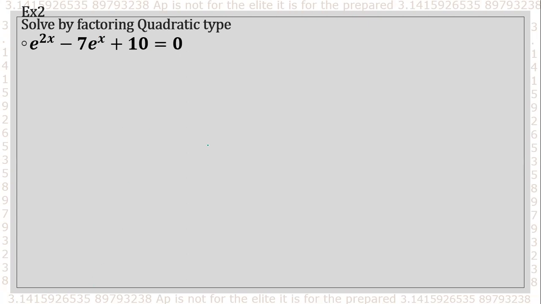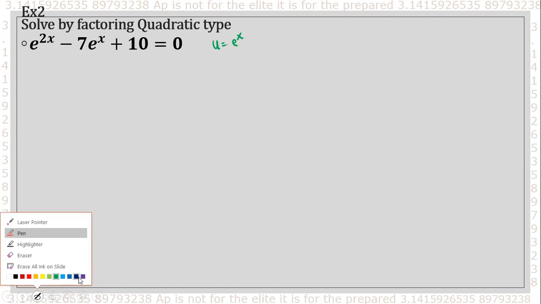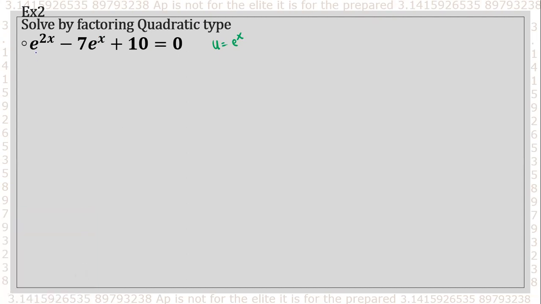Alrighty, so first step that you should be thinking about is u is equal to e to the x. Okay, so let's go ahead and give that a try. And I rewrite everything every time I see e to the x. E to the x, I can go ahead and rewrite as a u. Don't forget that this was a 2, so it's going to be u squared minus 7u plus 10 equals 0. So from here, we're going to go ahead and factor it out.